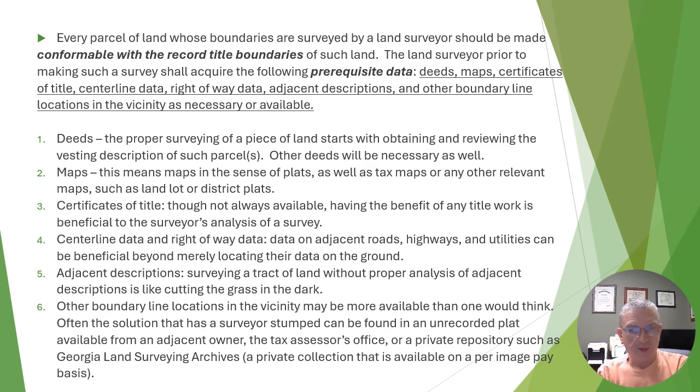Then other boundary line locations in the vicinity. They may be more available than one would think. Often the solution that has the surveyor stumped can be found in an unrecorded plat that an adjacent owner comes out in the yard and says, "Hey, you want to see my survey?" I've had this happen many times. Sometimes if you're stumped in where a boundary is supposed to be, if you just contact the adjacent owner. Used to, we looked in phone books. Now we generally will mail to the address on the tax bill, or try to find a number for the person if we know who they are, where they work, or something more about them.